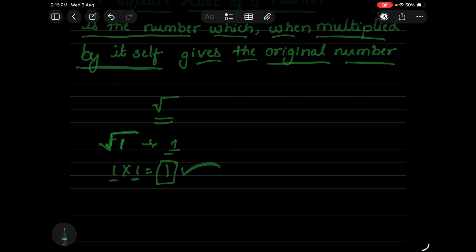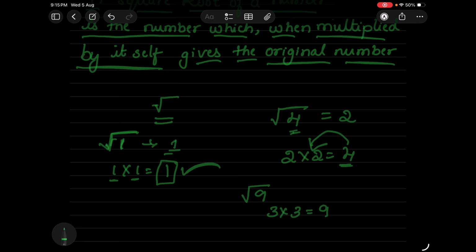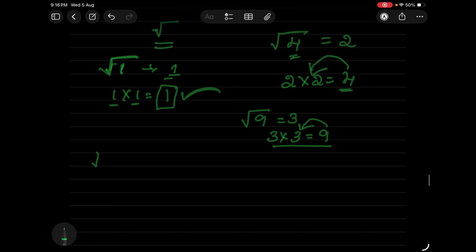We'll take another example. What is the square root of 4? By multiplying which number by itself do we get 4? Exactly. It is 2 times 2 is 4. Therefore, the square root of 4 is 2. What is the square root of 9? Exactly. On multiplying 3 with 3, we get 9. So, the square root of 9 is 3. What is the square root of 25? Exactly. 5 times 5 is 25. So, the square root of 25 is 5.